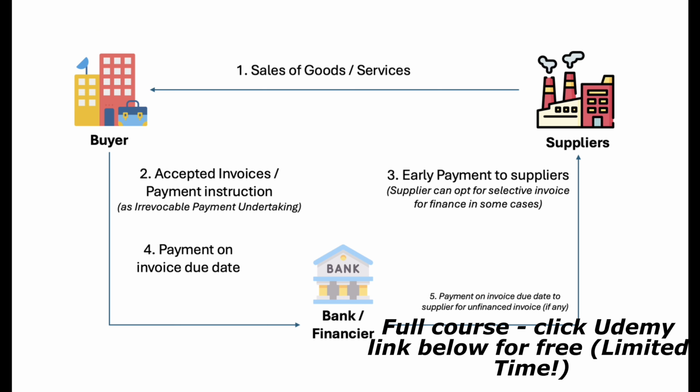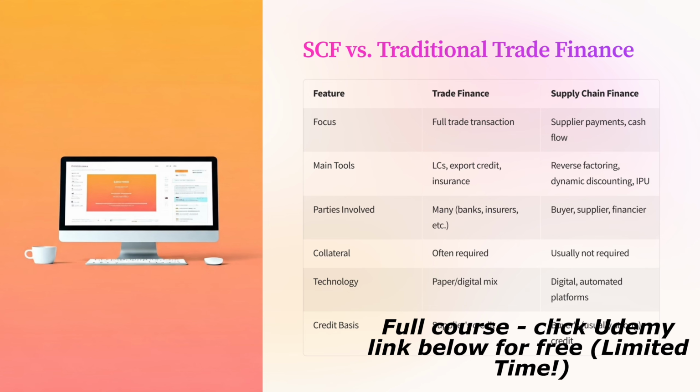Let's compare SCF with traditional trade finance. Traditional trade finance tools, such as letters of credit and export credit insurance, are designed to mitigate risks like non-payment or political instability. These instruments are often complex, involve many parties, and may require collateral. SCF, in contrast, focuses on optimizing payment terms and working capital between buyers and suppliers.